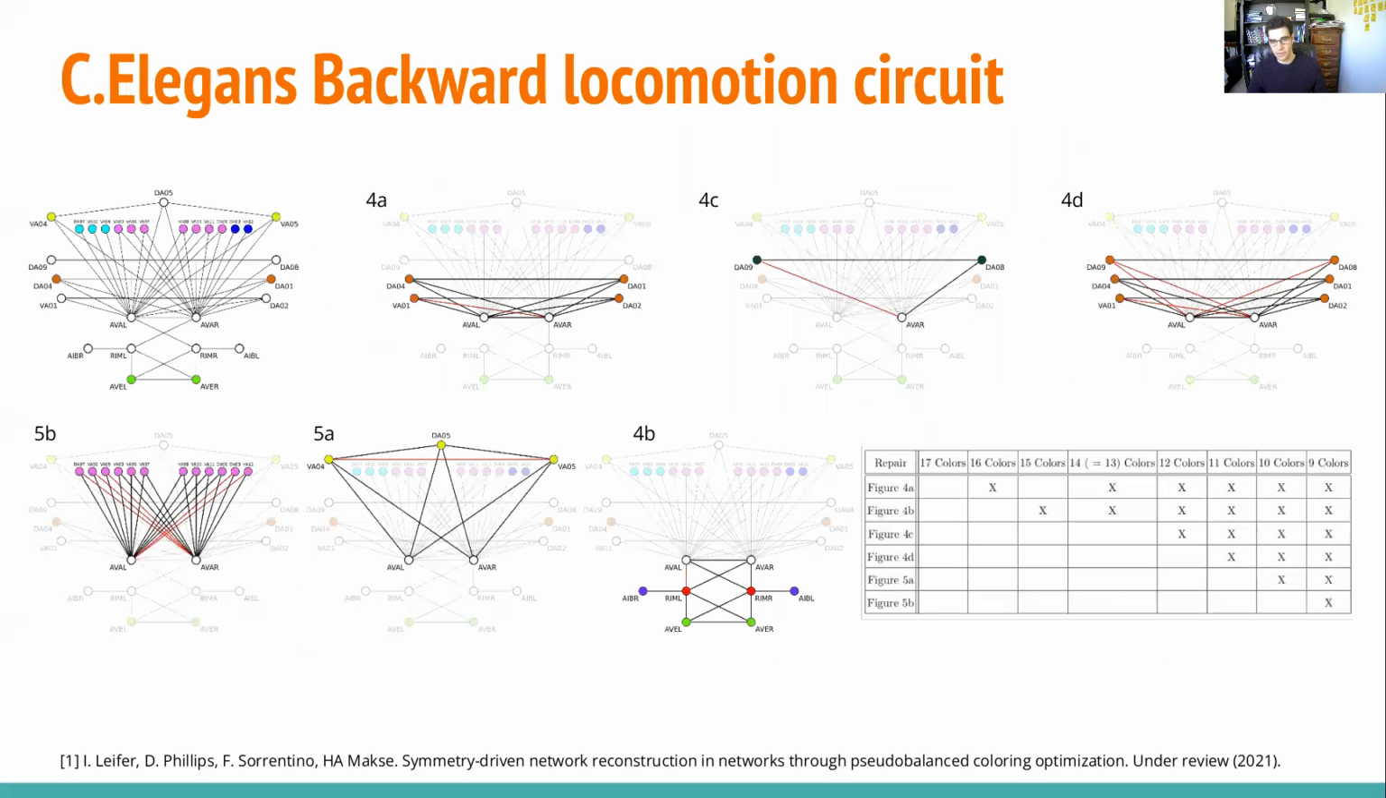We consider two circuits from C. elegans. We consider the neural network of C. elegans, the worm that's fully mapped out. It has about 300 neurons, and it is a well-studied network. We considered the backward locomotion circuit, which is only about 30 nodes, and the forward locomotion circuit. These two circuits represent two different topological types of repairs.